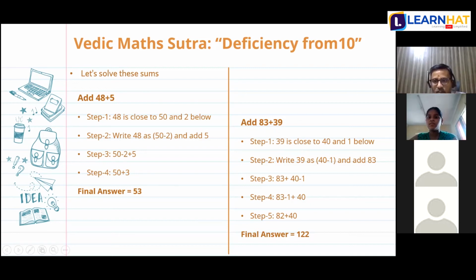So how can 39 be written? 40 minus 1. I'm just putting this 40 minus 1 against this number. 83 I write as it is. Then what we need to do is 83 minus 1. It's easy, right? One number less than 83 is 82. I write 40 as it is. So you can just add 82 plus 40. Then it's 122. If you still feel that's tough, split 82 as 80 plus 2. Then 80 plus 40 is 120, 120 plus 2 is 122. So like that, you can do this kind of sum using deficiency.